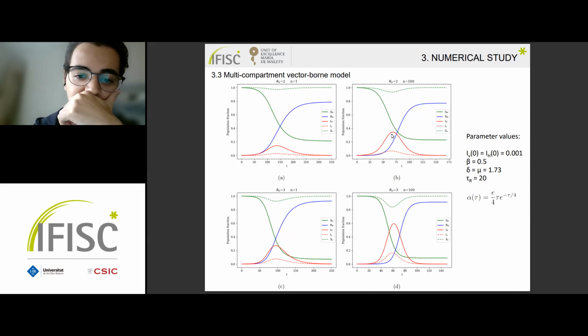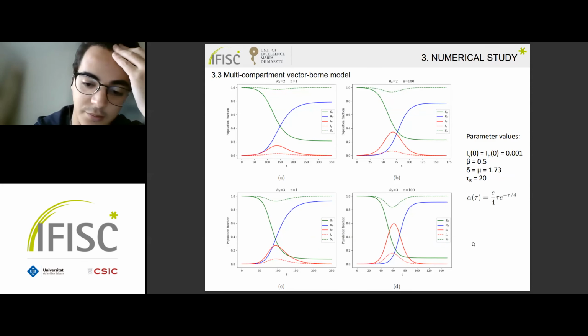So as we increase n, we observe again higher peak magnitudes, and the peak times are smaller, so they happen earlier in the timeline. And here we observe the same for reproduction number equal to 3. If you increase n, you will have higher peak amplitudes and smaller peak times. Here we display as well the dynamics of the vector population. Observe how in the vector population, the I and S curves are symmetrical. That's because we are considering a stationary vector population, that means equal birth and death rates.